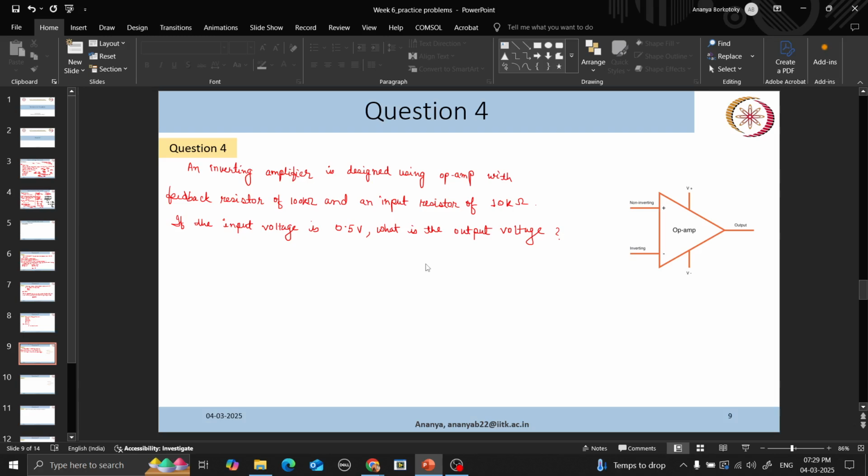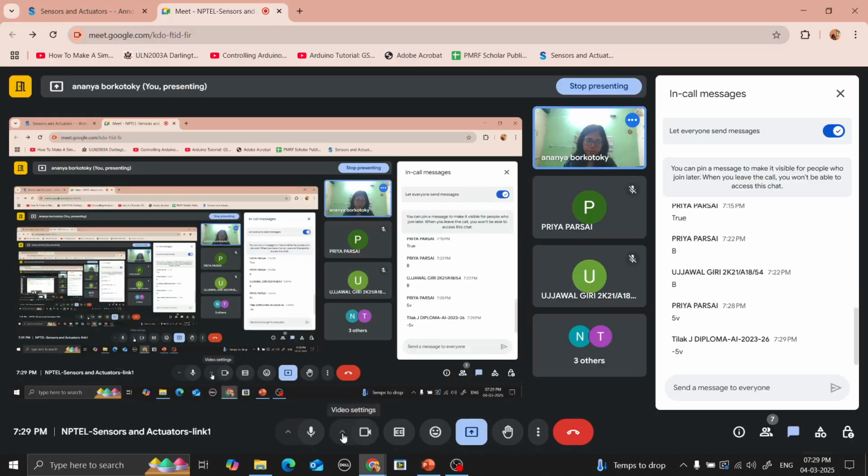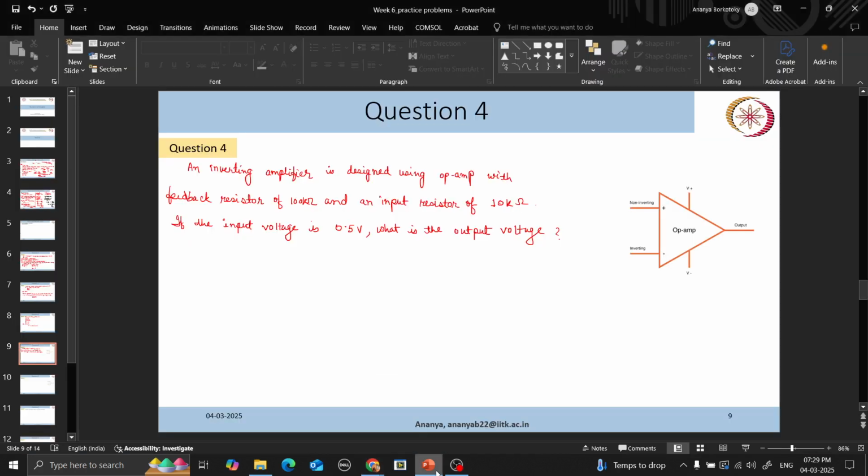So the gain is minus R2 by R1. R2 is the feedback resistor and R1 is the input resistor, for the inverting amplifier. The input voltage is given. What is the output voltage? Minus 5 volt is the correct answer because it is an inverting amplifier. So the sign is also important.